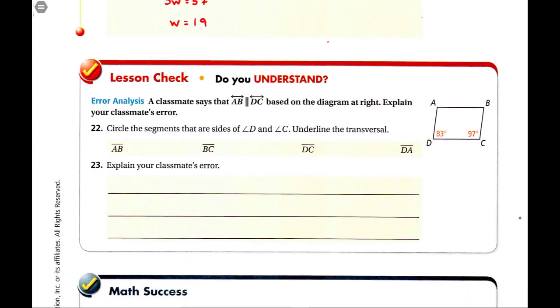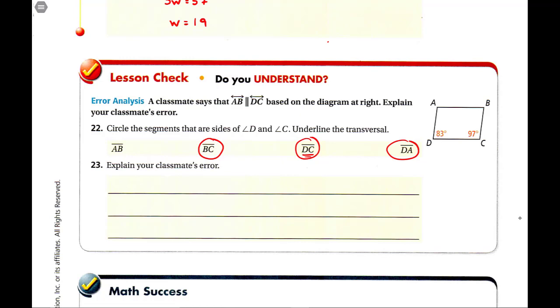And then finally on the lesson check, it says a classmate says that line AB is parallel to line DC based on the diagram at the right. Explain your classmate's error. Circle the segments that are sides of angle D and C. Underline the transversal. So we have BC is a side that contains angle C. DC contains angle C. And DA contains angle D. DC is our transversal. It said to underline that. So explain what your classmate's error is.